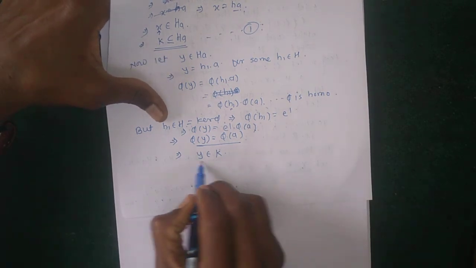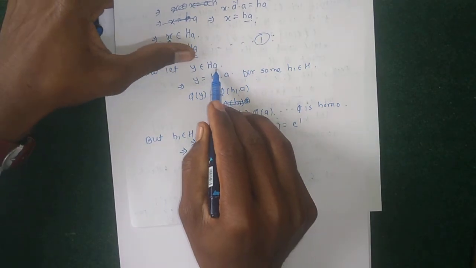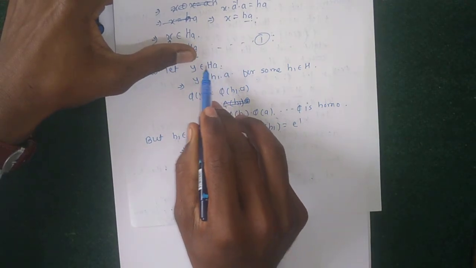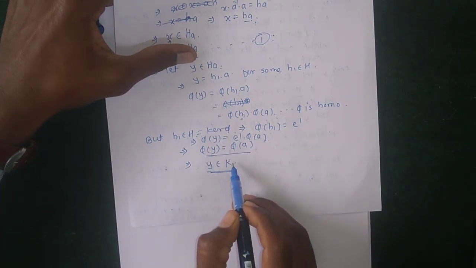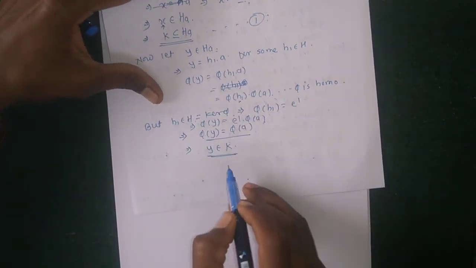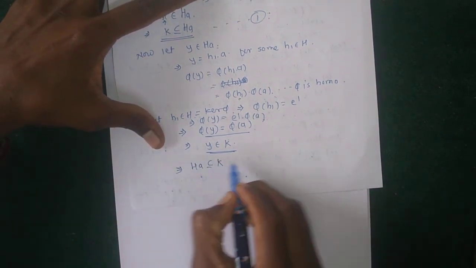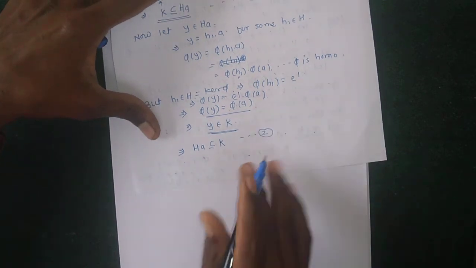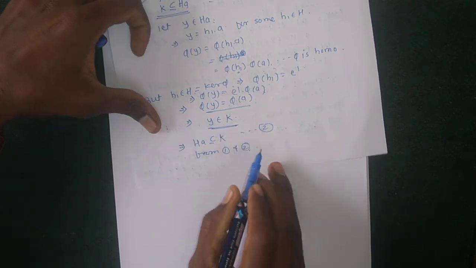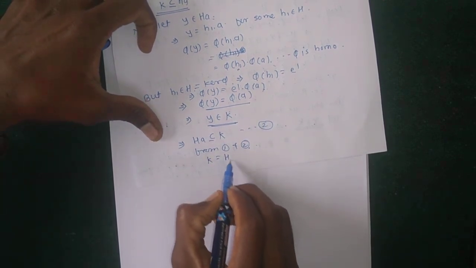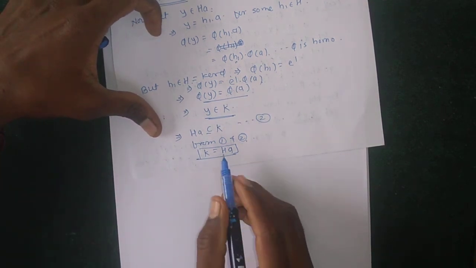Okay, which implies that y belongs to K, but y is an element of HA, which implies that HA is a subset of K. This is equation number 2. Okay, therefore from 1 and 2, K equal to HA.